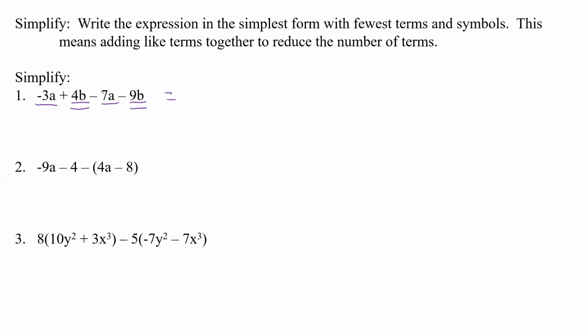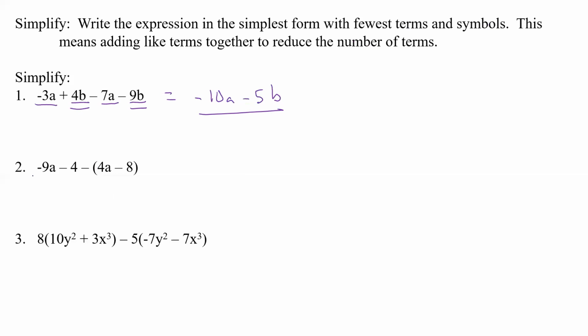A -3, -7. Well, -3 -7 is -10A. Then the B's, we have 4 -9, so that's going to give me a -5B. And that would be the simplest form possible. I've added like terms together, and I have the least number of symbols as possible. I could have written that as plus a -5B, but then that wouldn't be the fewest symbols possible.